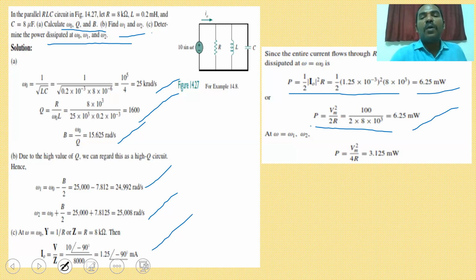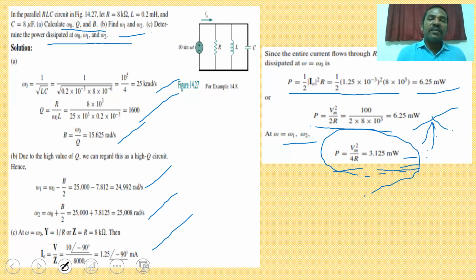Then for the lower and upper half power frequency conditions, half of the power you have to take for omega 1 and omega 2. So again you are dividing by 2. It is the same as the maximum power formula, P is equal to VTH squared divided by 4 times RTH. So P is equal to Vm squared divided by 4 times R, so 10 squared divided by 4 into 8,000. So finally you can get 3.125 milliwatts. This is 50% of your original power according to the maximum power transfer theorem.